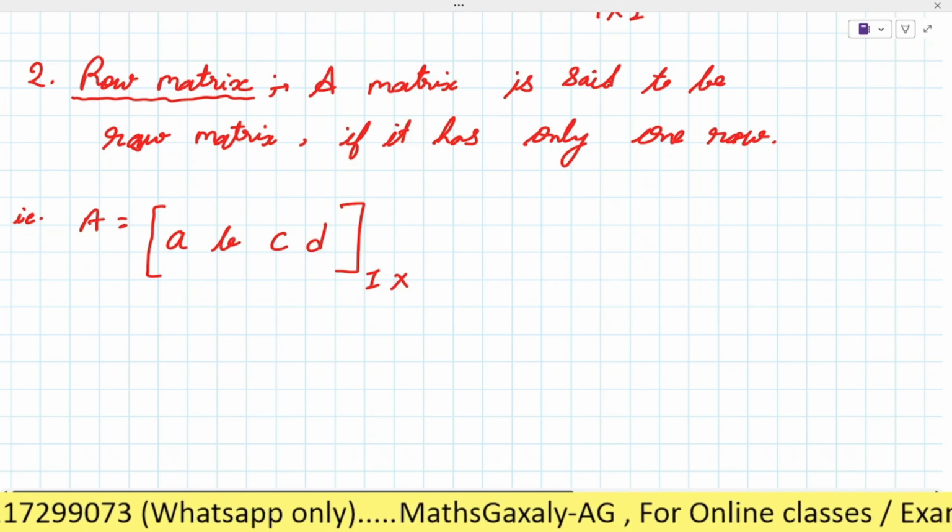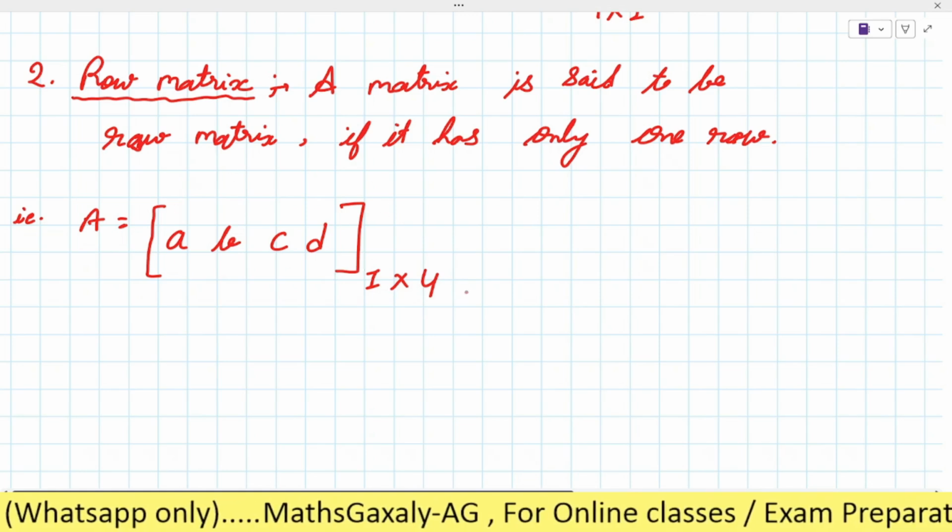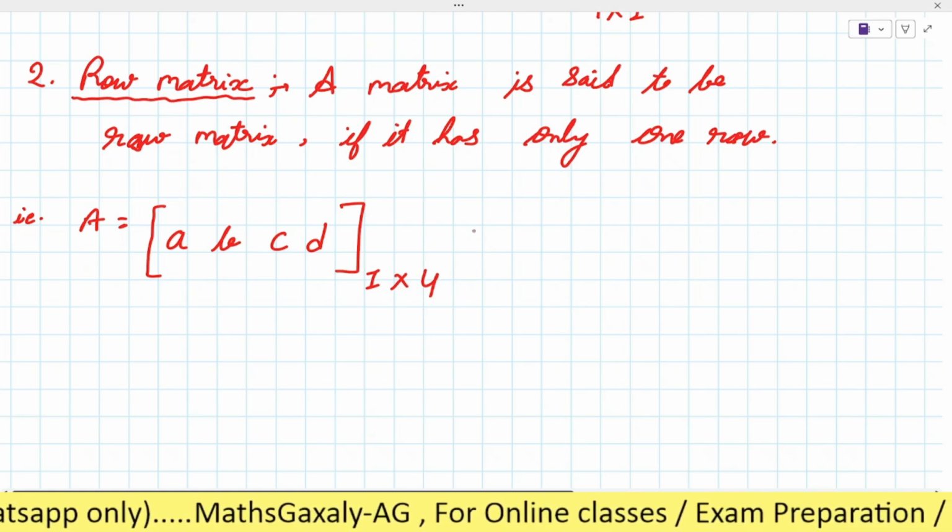Four. Very good. The number of columns is four. So the order of this matrix will be 1 by 4. Okay? Is it clear?